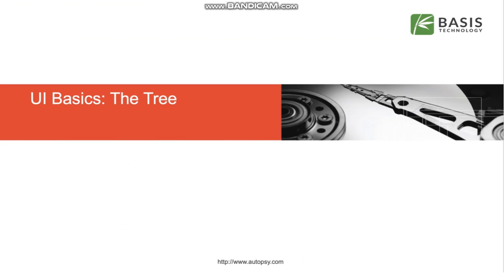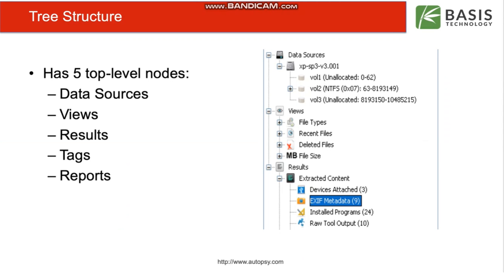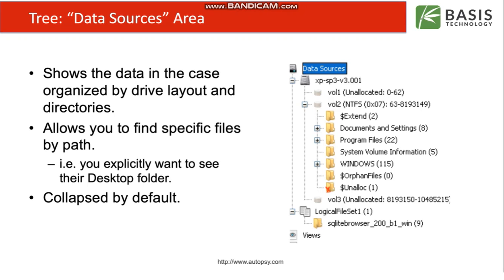Let's start with the tree. The tree has 5 top-level nodes: data sources, views, results, tags, and reports. The data sources area shows you the data in your data sources organized by the file system structure. This is the same view that the user of that device would have seen, and it is the primary way you'd expect to view file system data.